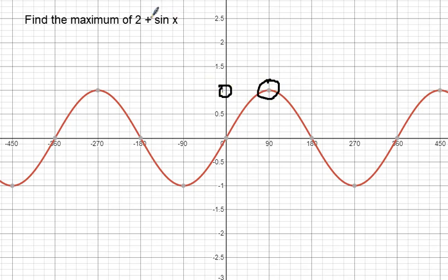But then if I'm going to add 2 to that, then it's going to increase it by 2. It's just going to move the whole graph up. So it's actually going to go off my page. It's going to go up to 3, and that's going to be my maximum value. It's going to be 1 plus 2 is 3.